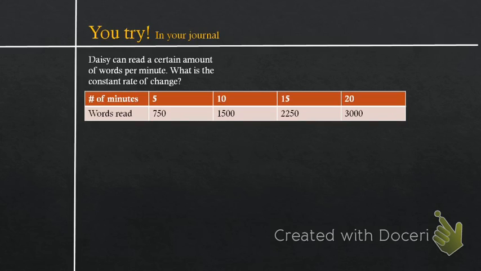Okay, last but not least is your you try. You can just put it somewhere on the notes page that I gave you. Don't worry about it, since you're going to be gluing it into your journal anyways. So you have: Daisy can read a certain amount of words per minute. What is the constant rate of change?